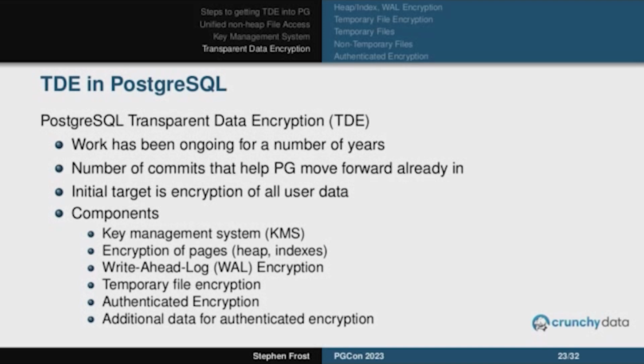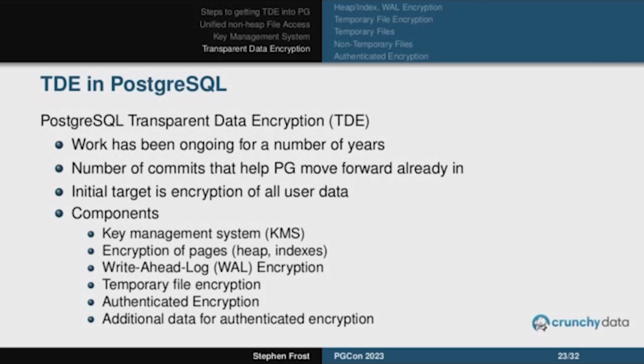And that would also require a KMS. So, it's been a lot of work ongoing for a number of years. There've been a number of commits that have already moved Postgres forward. We're looking at some other ideas, as I mentioned earlier in this deck, of things that we're going to try and see what happens. But definitely the main components are having to have a KMS. We need to make sure the encryption of pages and the write-ahead log gets done along with these temporary files.